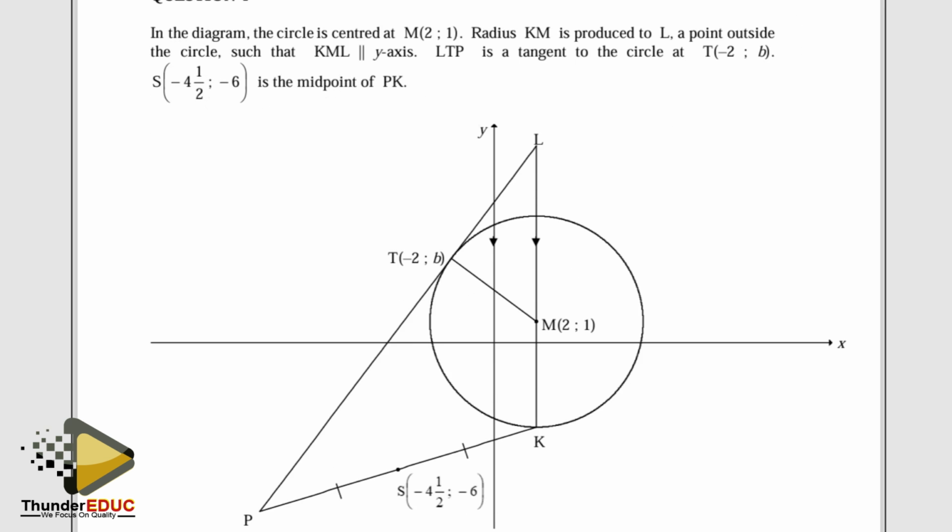Then question number 4, telling us that in the diagram, the circle is centered at M. The radius KM is produced to L, a point outside of the circle, such that KML is parallel to the y-axis. LTP is a tangent. Now remember, we have our Euclidean geometry involved. Since this is a circle, now we're talking of a tangent and a lot of things.